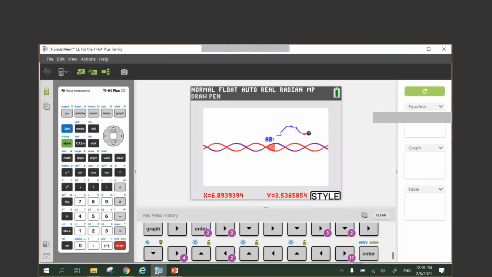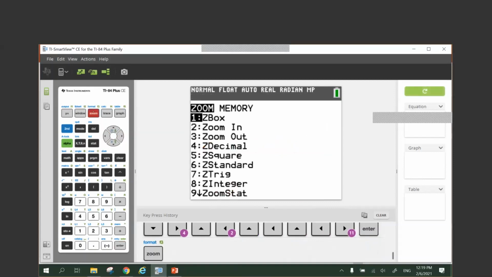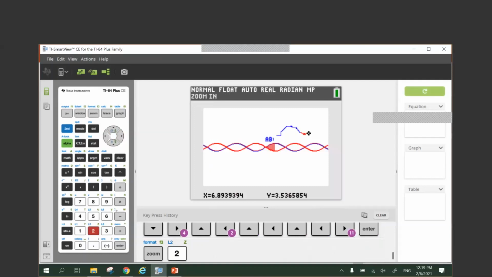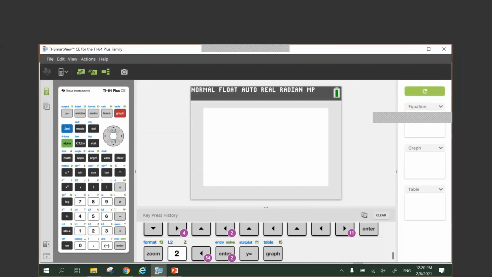Please take note, if now I go and zoom in, I just want to remind you that when I zoom in, all the features that I drew using Second Draw will disappear. So I zoom in on that part, and there's nothing there. Please take note. So I go back to zoom standard.